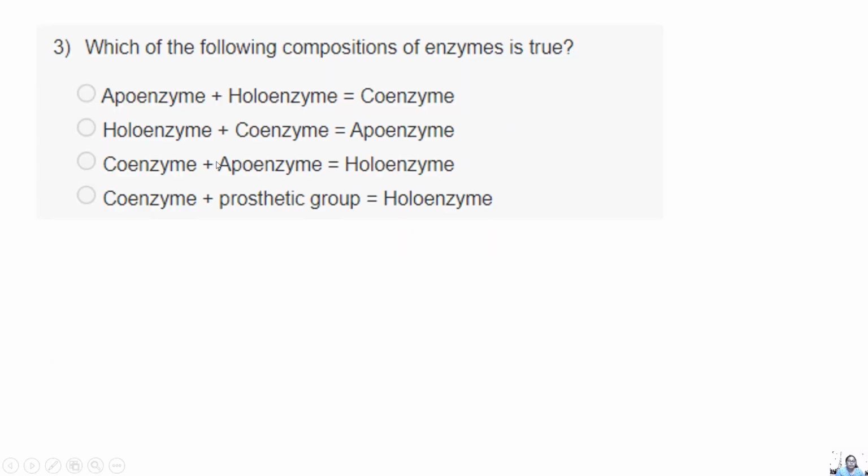Moving to the next question for today, which of the following compositions of enzymes is true? Apoenzyme plus holoenzyme is coenzyme. Holoenzyme plus coenzyme is apoenzyme. Coenzyme plus apoenzyme is holoenzyme, and coenzyme plus prosthetic group is holoenzyme. Anyone? The correct option is coenzyme plus apoenzyme is holoenzyme.